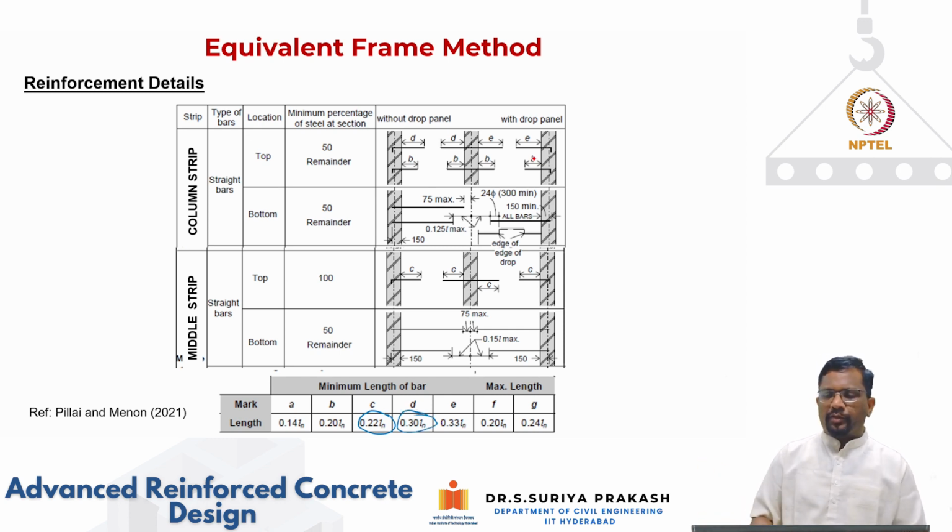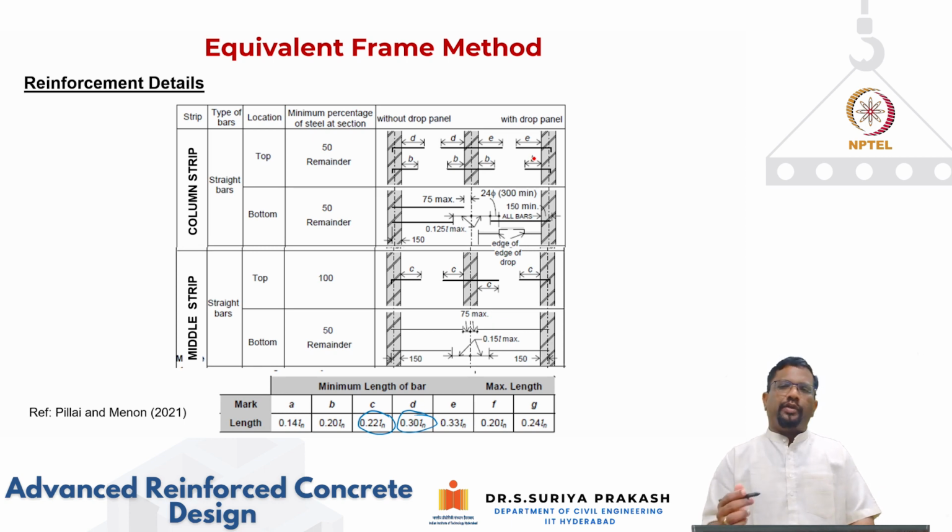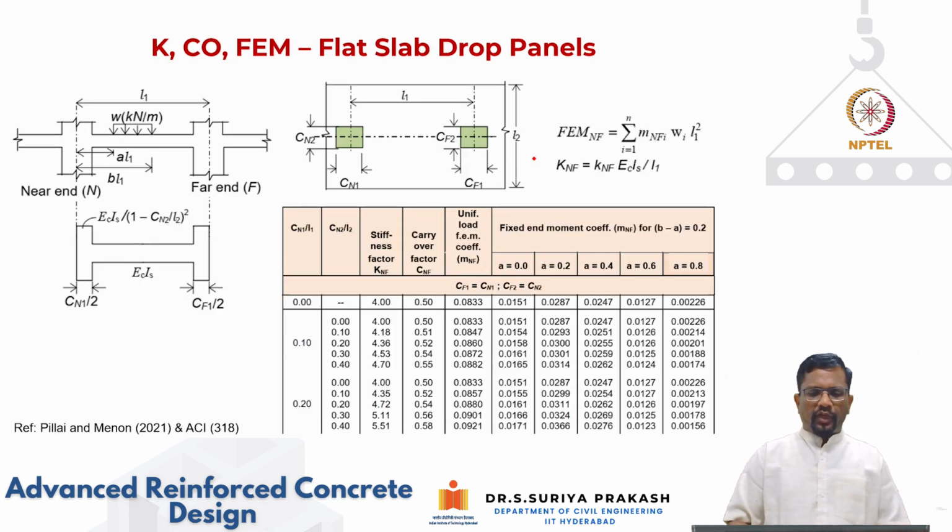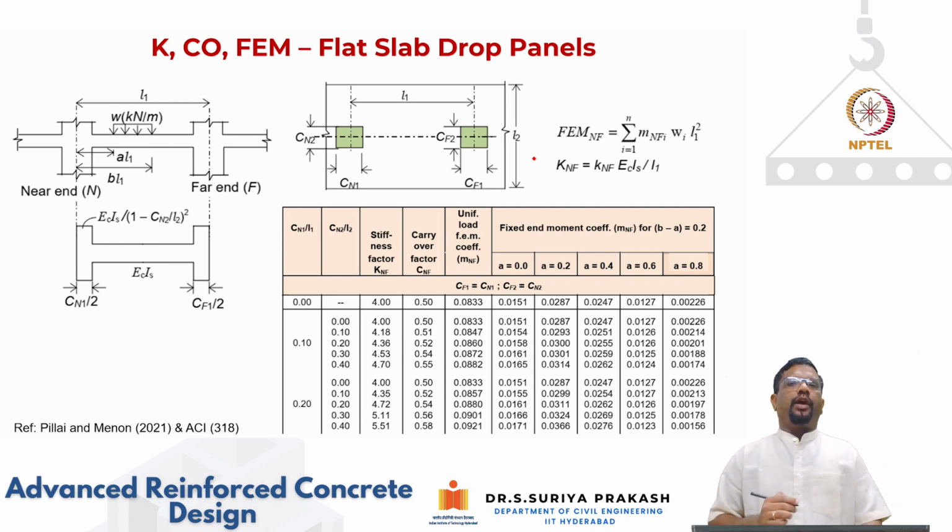So these different dimensions are given in the code. We need to follow these detailing guidelines. Okay, right. So now let us see how this stiffness factor works. We have seen why the stiffness factor, carryover factor, and fixed end moment factor are going to be higher than the usual values of 4, 0.5, and WL square by 12, 1 by 12, right?